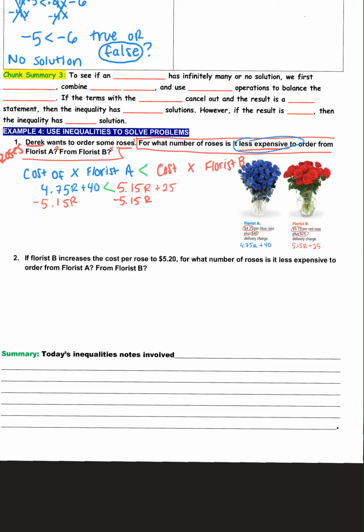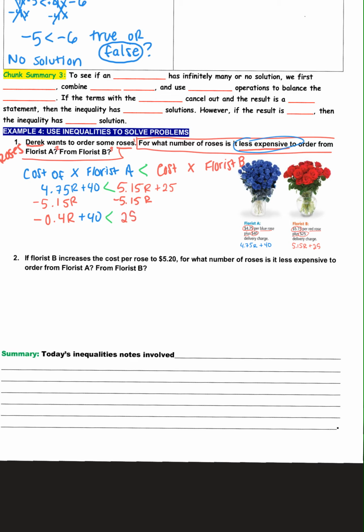And when you subtract those, let me get my calculator out because I am not a human calculator. You do 4.75 minus 5.15, and I get negative 0.4 R. And then plus 40 is less than, and then the 25 is still on the other side.